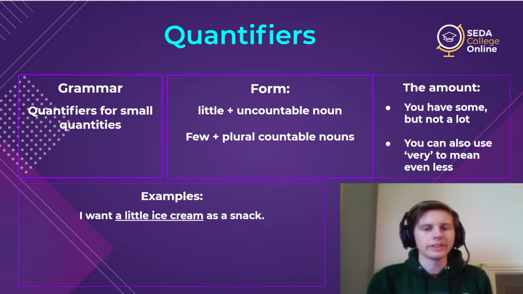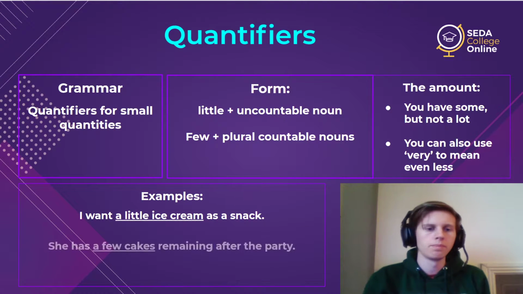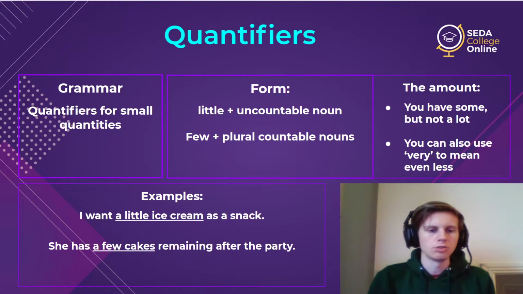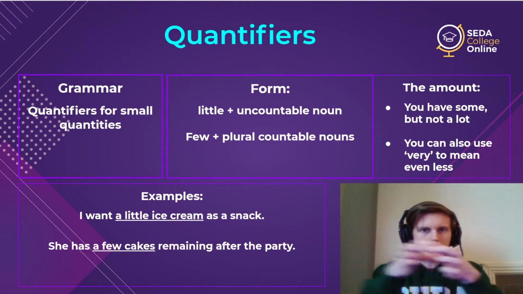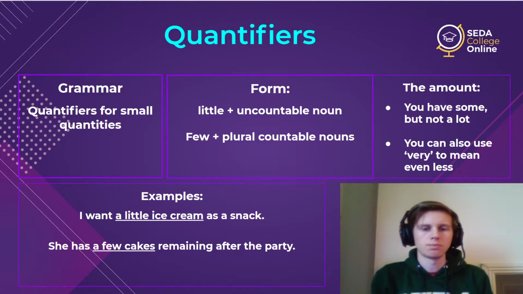All right, so another example. So I want a little ice cream as a snack. So I want maybe one small little scoop of ice cream. Or she has a few cakes remaining after the party. So, they had a party, they had little cakes, and there's maybe 3, 4, 5 that are remaining after the party. And here we can also see the uncountable and countable difference.